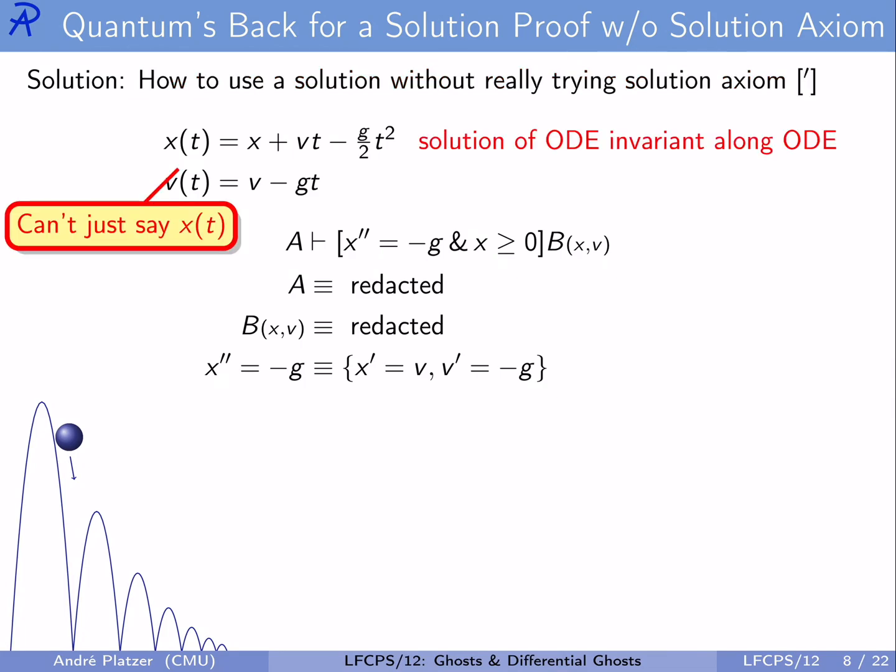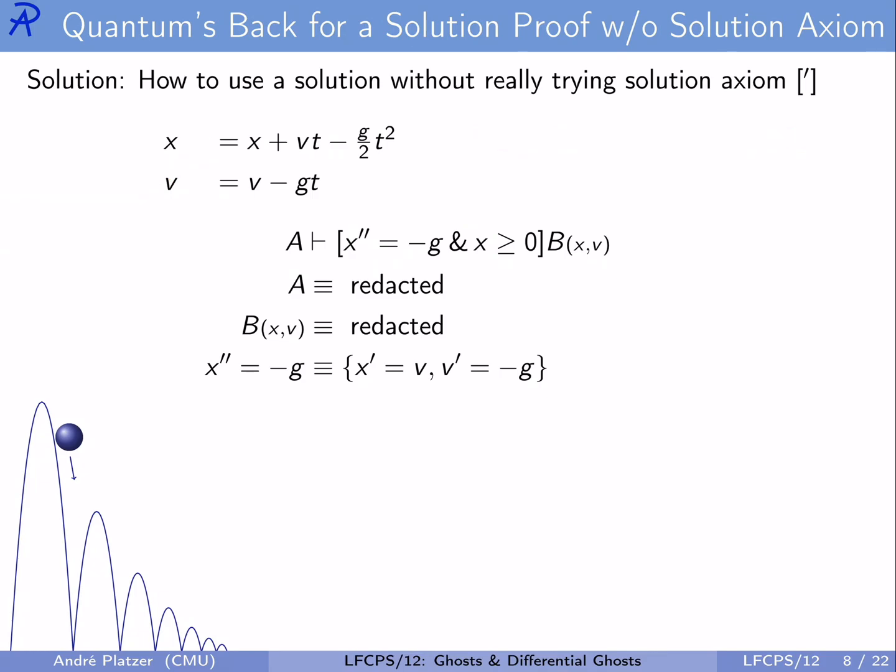But of course we can't, because even if the solution is invariant along a differential equation, we can't just talk about x of t, because, well, x of t isn't even in the syntax of what we've seen so far. Well, so what is the value of x at time t? Well, that's of course just x, right? Hold on a second, that can't be right, because now we have an equation that v equals v minus g times t, which is rarely the case, unless either g or t are 0.